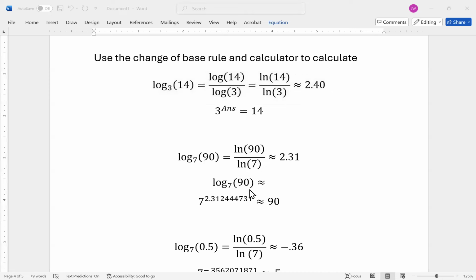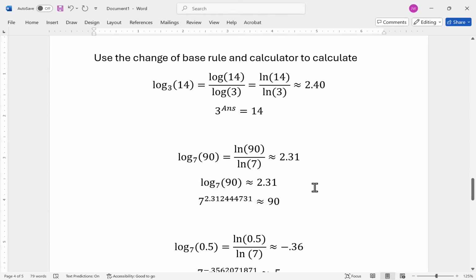So for instance, if we were here trying to calculate the log base 7 of 90, we did it using the change of base rule earlier, and we got about 2.31. But if you had a calculator that could just take log base 7 of 90, you would have also gotten that number, which is about 2.31, more specifically about 2.312444731. So you could have done this directly if your calculator has a feature that does that directly.